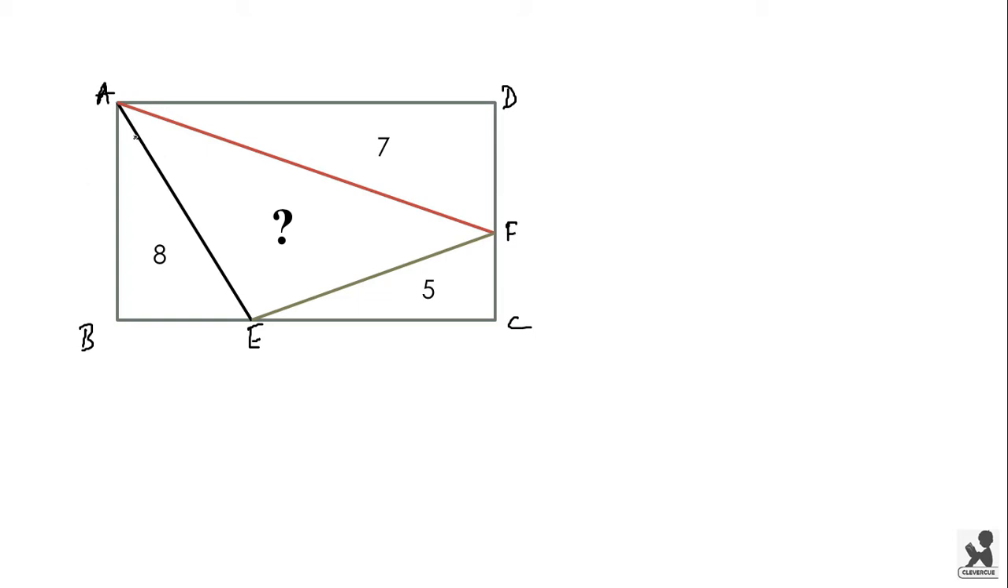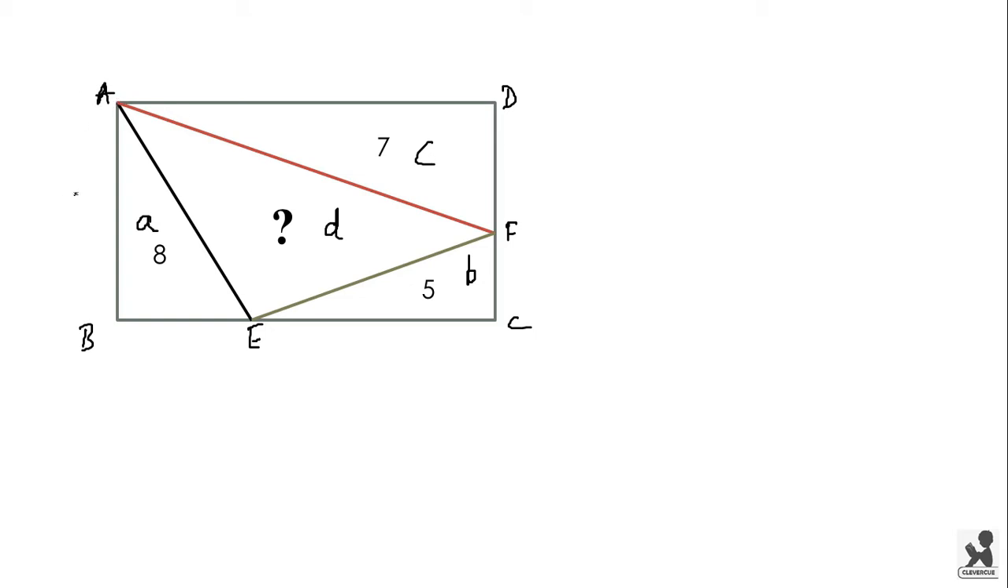So let us generalize this question and take the area of triangle ABE as A square units, and the area of triangle EFC as B square units, and the area of triangle ADF as C square units, and the area of triangle AEF as D square units. Now let us find the relation between A, B, C and D.